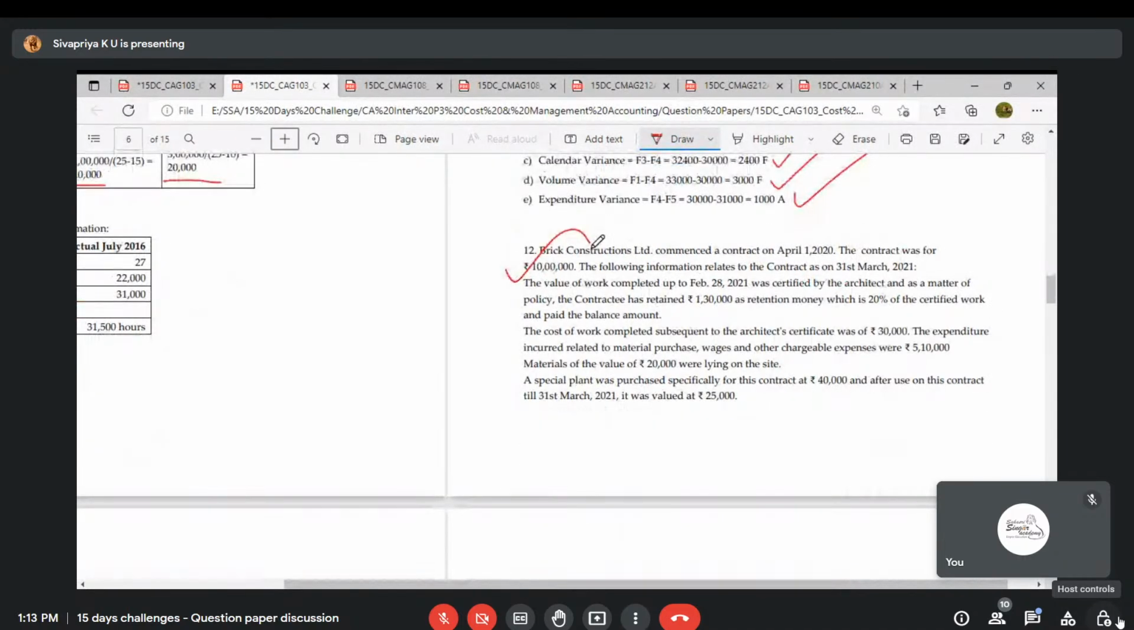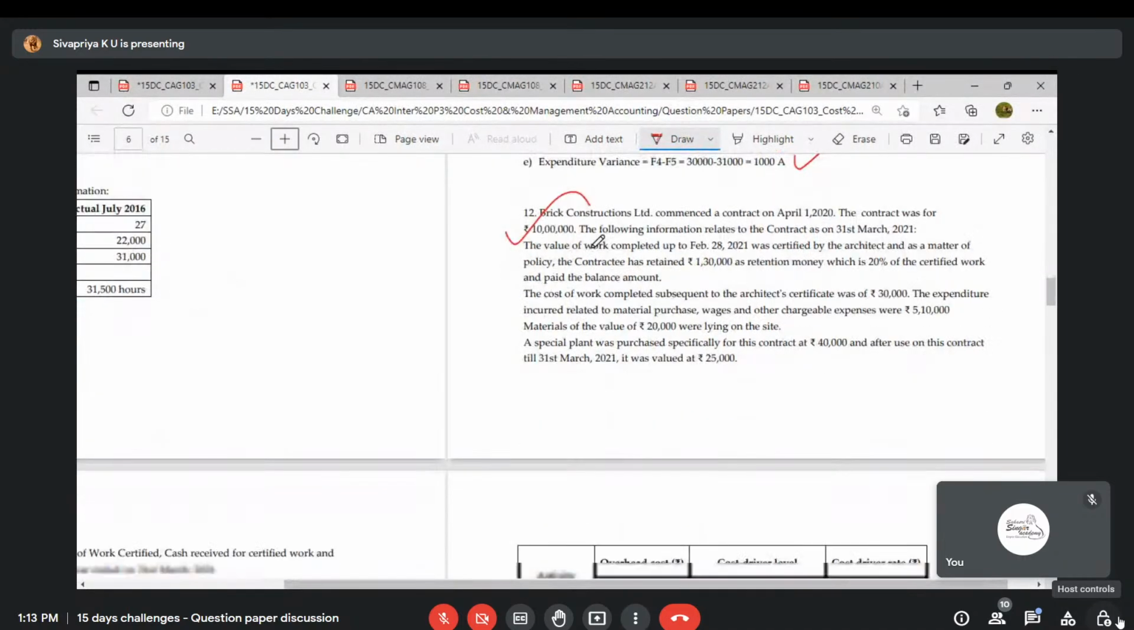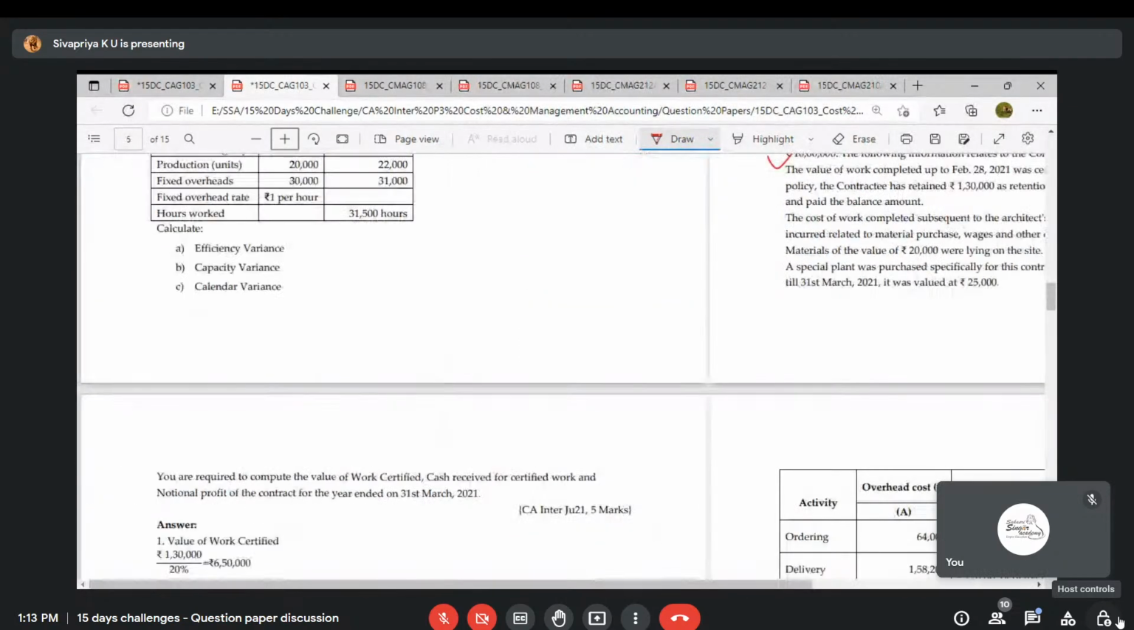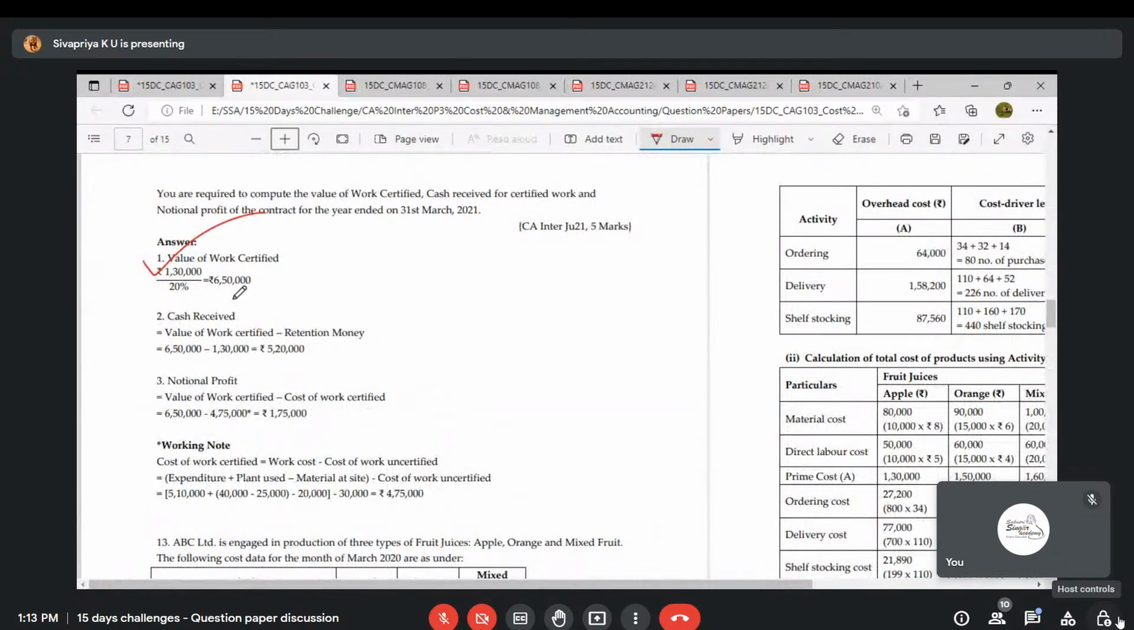Question number 12. Contract. You have to compute the value of work certified 6,50,000, cash received 5,20,000, notional profit 1,75,000.